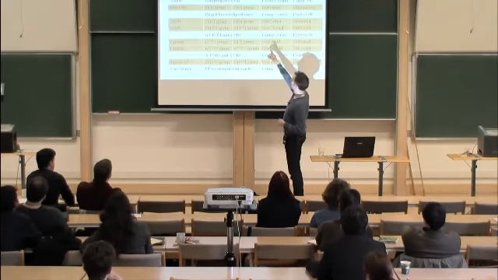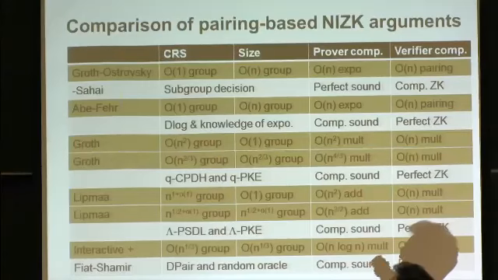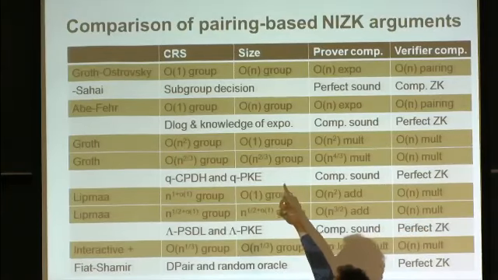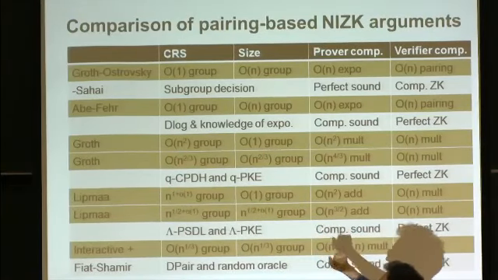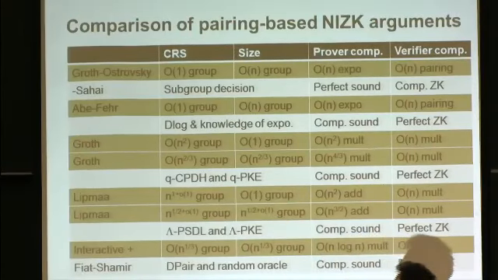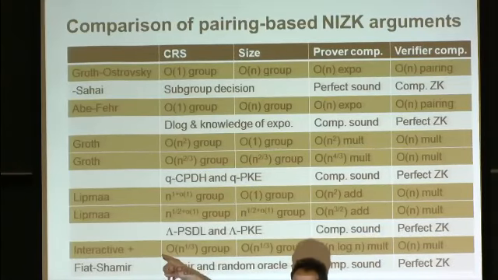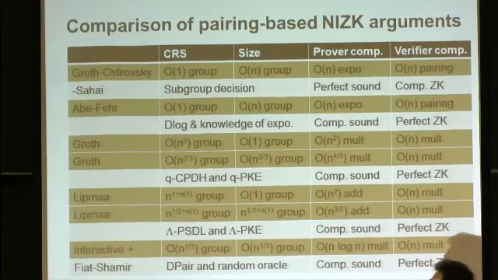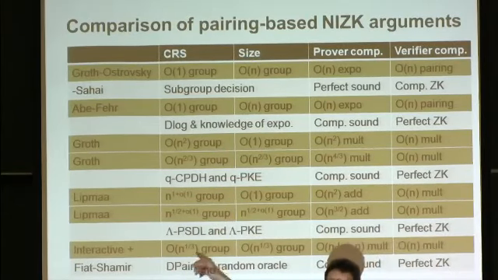Okay, so that was Abe and Fehr. That was also linear size arguments, based on the discrete logarithm problem and knowledge of exponent assumption. And then we have these constructions here, one by myself, which has a constant number of group elements, and one by Helger Lipmaa, which also has a constant number of group elements. And then another option would be to use an interactive proof. You use a Fiat-Shamir heuristic to get a non-interactive zero-knowledge argument. In that case, you can get even lower complexity than the cubic root of the circuit size.